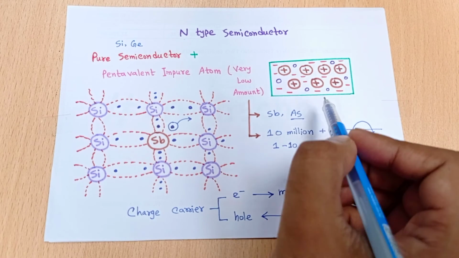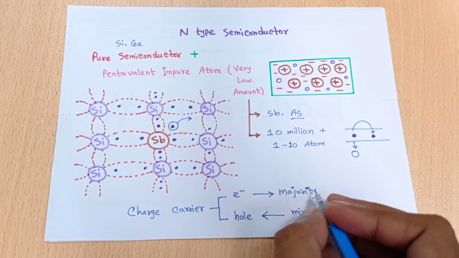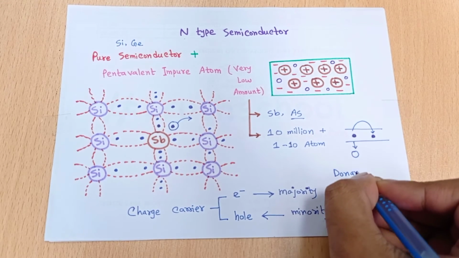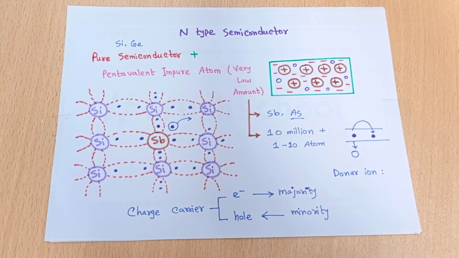You can see there are actually another types of thing which I want to share with you. This is donor ion, or you can say this donor ion. So what is donor ion? This is not the same as our electron or hole. Donor ion is our impure material.